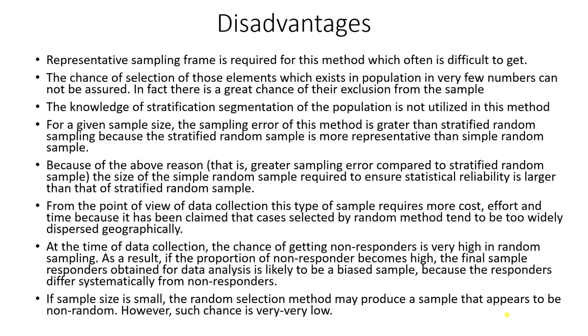The second limitation is that the chance of selection of those elements which exist in the population in very few numbers cannot be assured. Suppose I am working in a population where in every 1 lakh there is one disabled person, and the total population is only 2 lakh, so there are only 2 disabled persons. When I select the sample from this population of 2 lakh units, the chance of getting a disabled person in the sample will be very low. This is one limitation.